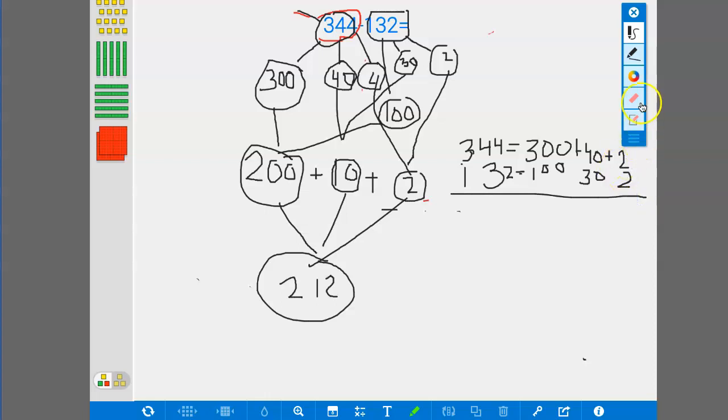And then I'm sorry, what did I mess up here? This is supposed to be a 4. Sorry, 344. And this is a 4. So then I would put my minus sign here and say 4 take away 2 is 2. 40 take away 30 is 10. And then 300 take away 100. I apologize. And then I would say 300 take away 100 is 200. And then again, I put these together. 200 plus 10 plus 2 equals 212.